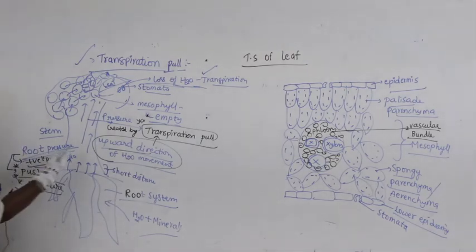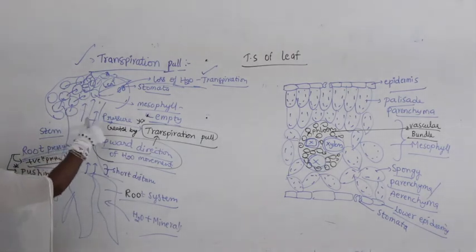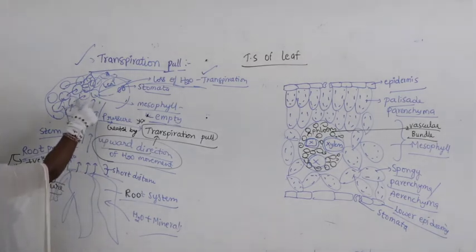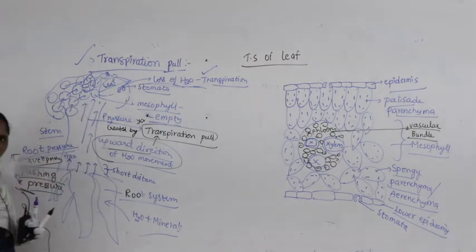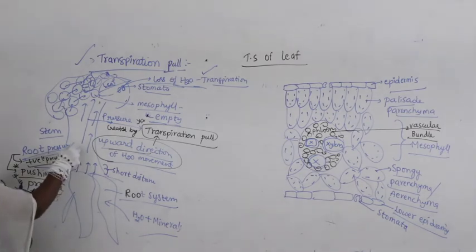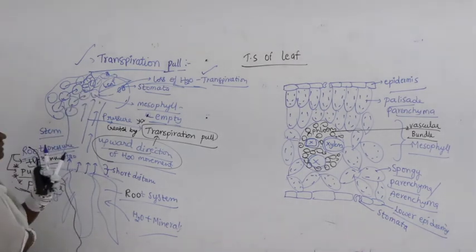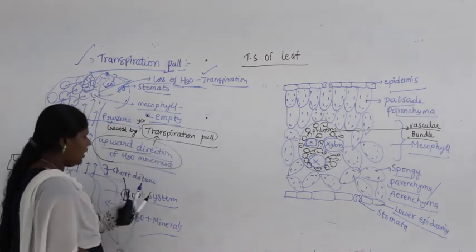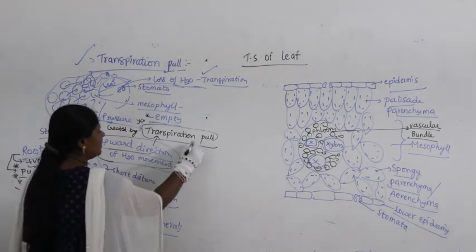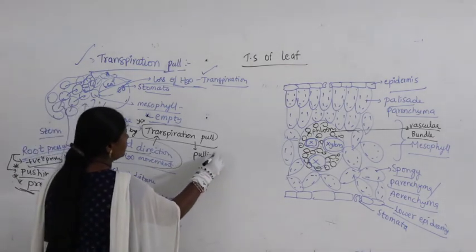That means water is moving in the upward direction because of the pressure created by empty parenchymatous cells. They take a large quantity of water from the downward direction to the upward direction. That happens with the help of what is called transpiration pull. That is why this is called a pulling pressure.